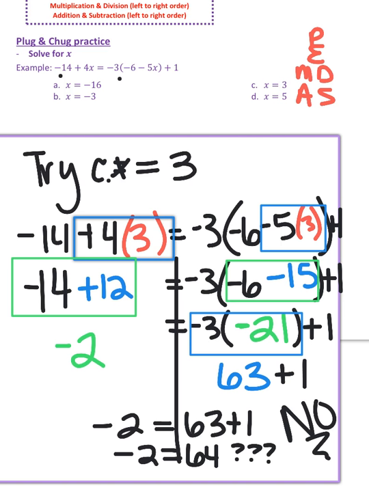So what did we just find out? By plugging in a positive 3, our answer is not correct. So x equals 3 is not a possibility. We'll need to try another one of the answers. So either 5 or negative 3 or negative 16. I'm going to try negative 3 this time.